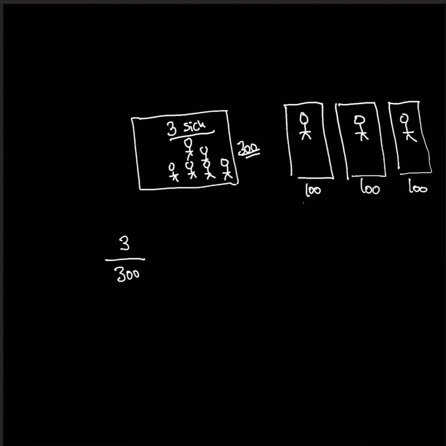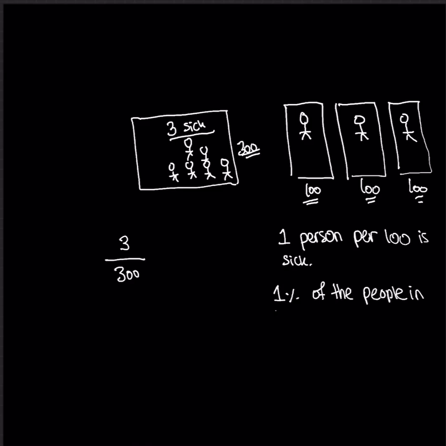Okay? So per 100 people, there's 1 person that's sick, right? So we'd say 1 person per 100 is sick, which also means 1% of the people in the gymnasium is sick.